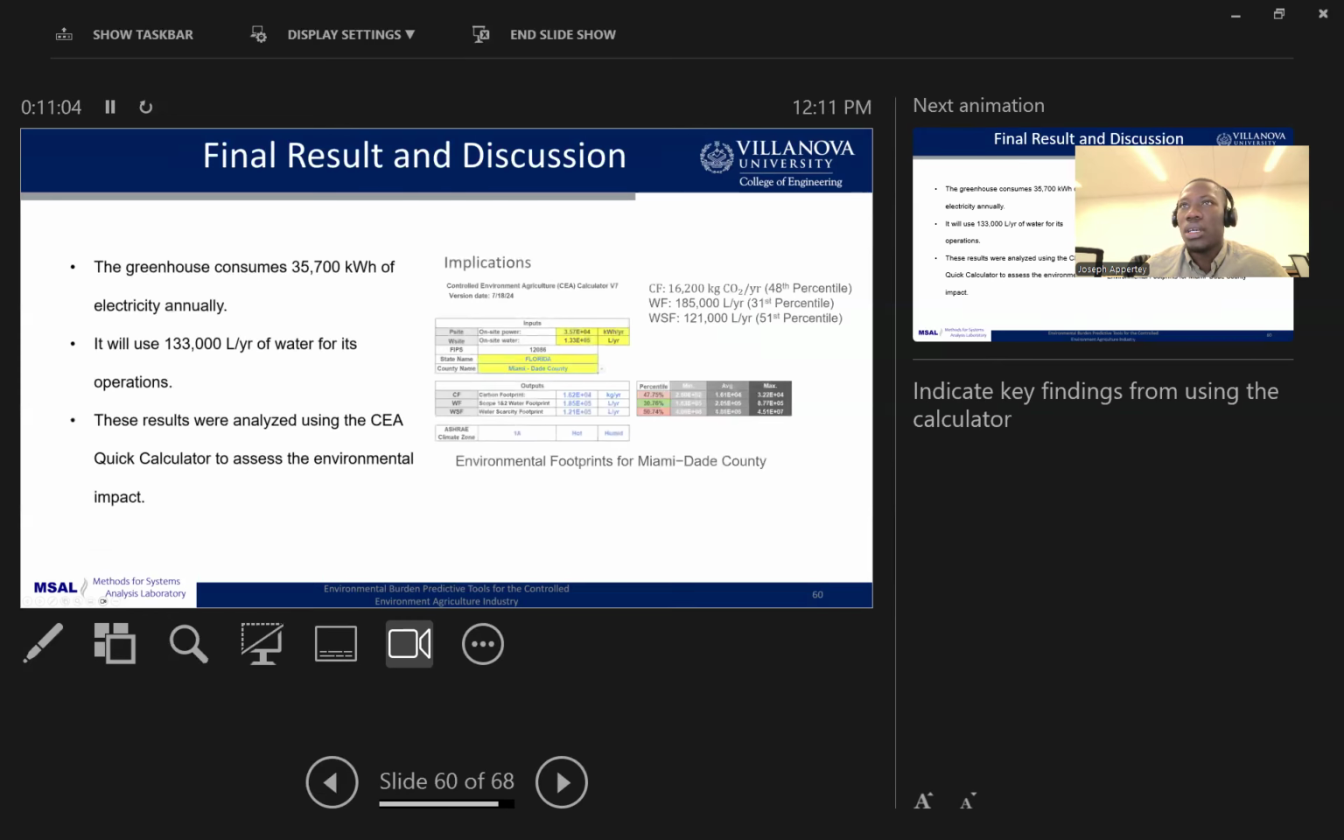And then the final results, we had a power consumption of 35,700 per year, and then that of the water is also indicated. So after that, these values were fed into the quick calculator, and then these are the impacts. Having the carbon footprint in the 48th percentile, the scope 1 and 2 water footprint in the 31st percentile, and then the water scarcity footprint in the 51st percentile. So based on this, the operators can make informed decisions.